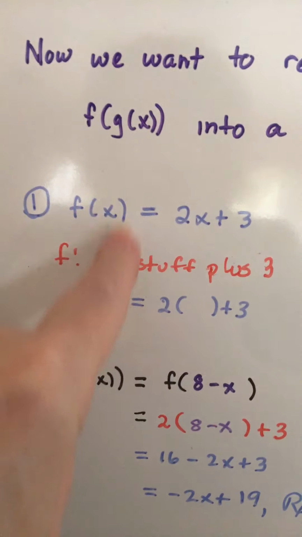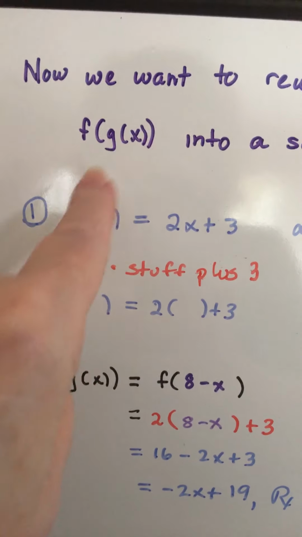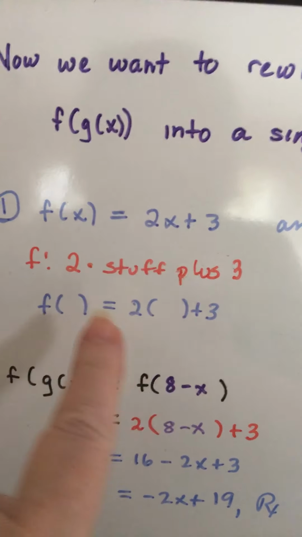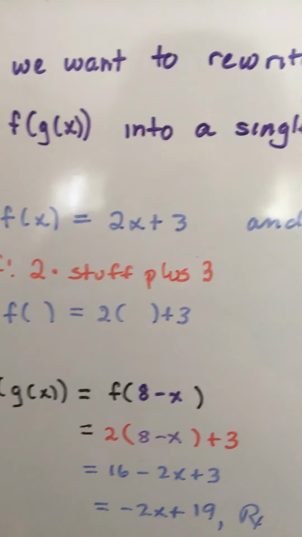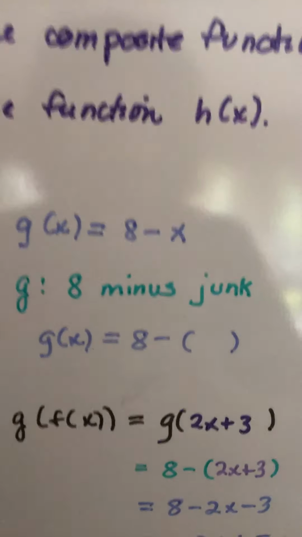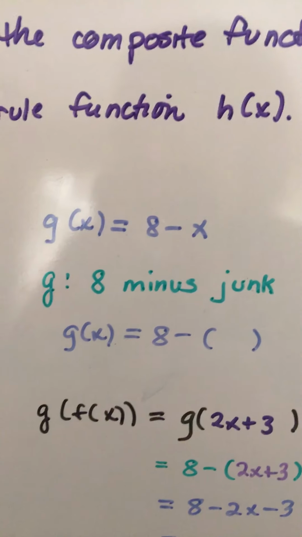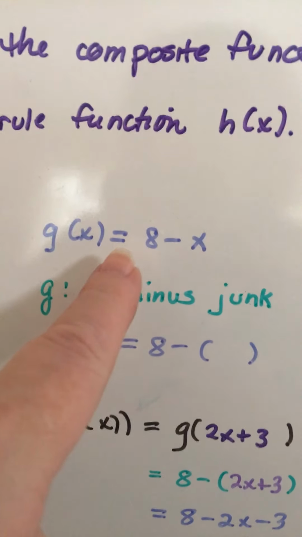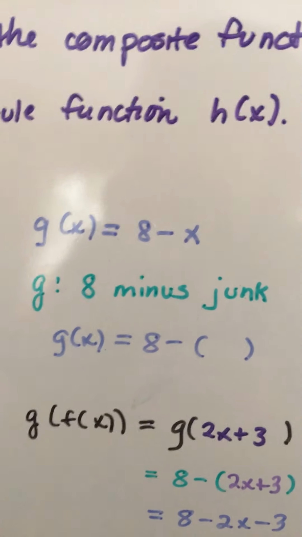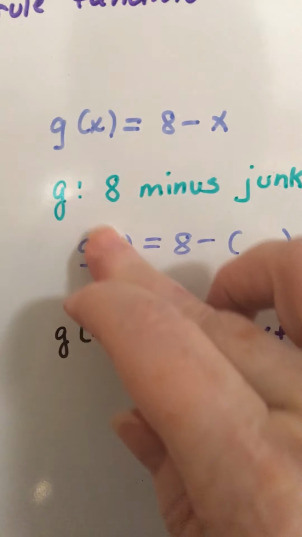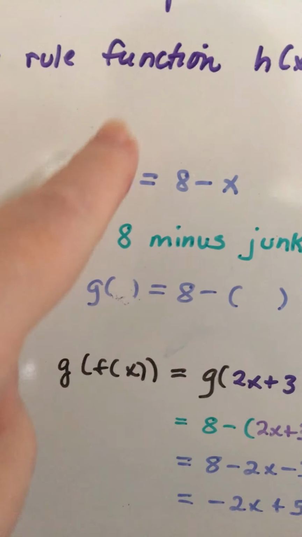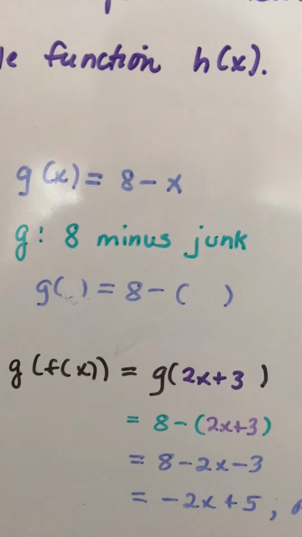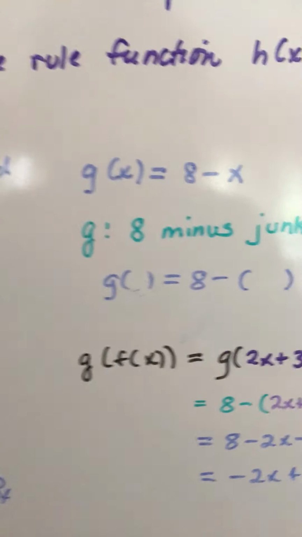Or you see this is a parenthesis and you want to replace this parenthesis with x over there. So whatever's in the parenthesis goes in there. The same for g. What does this really say? I got some junk in here, and so 8 minus my junk. I have an empty parenthesis, and over there, wherever x is, will be a parenthesis.